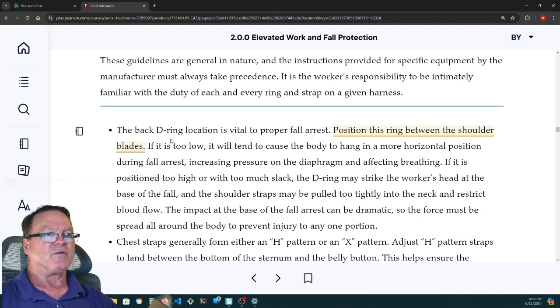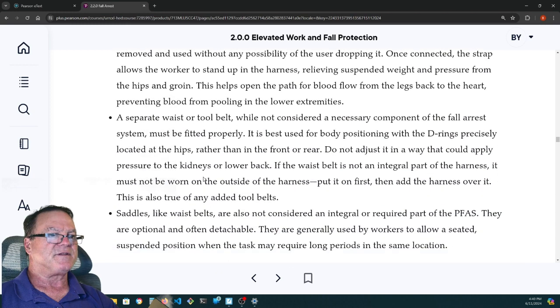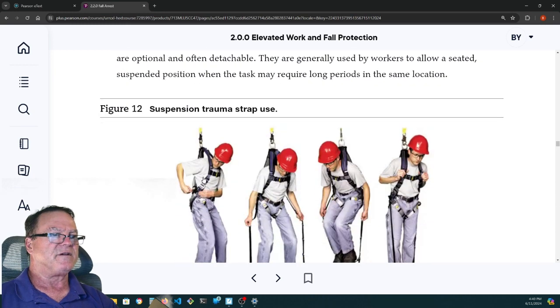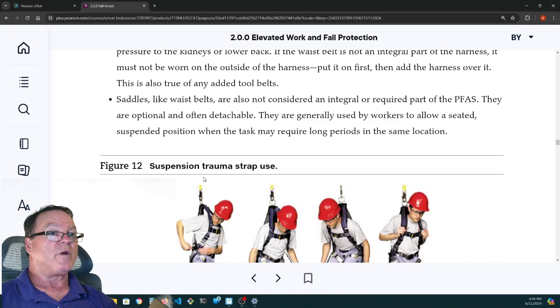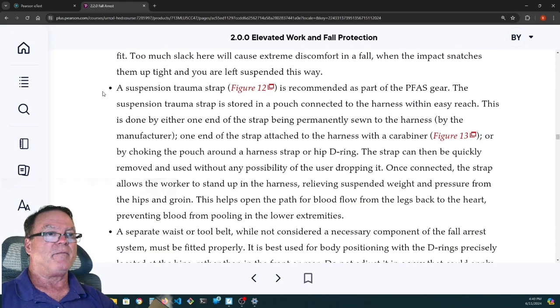The back, here are some notes here. The back D-ring location is vital to proper fall arrest, and this is underlined, it's highlighted. Position this ring between the shoulder blades. If it's too low, it will tend to cause the body to hang in a more horizontal position. Let's see here. I'm not going to read all these. Okay, we're going to talk about suspension trauma.